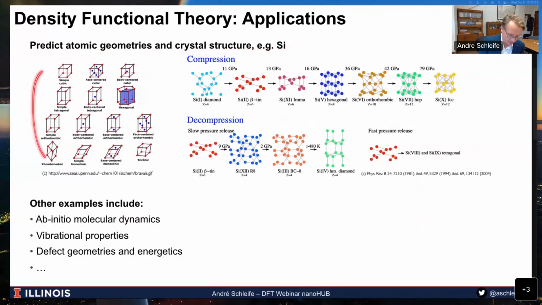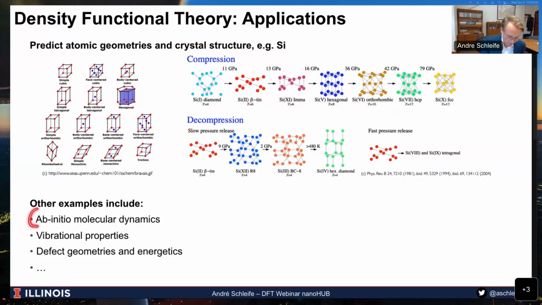For crystal structures, I put this picture of Bravais lattices as an illustration. You can simulate electronic properties for all sorts of different crystal structures of a material, and by looking at the total energy, you'll find which crystal structure the material wants to be in at equilibrium. One example, from this paper here, is the crystal structure of silicon as it changes if you compress the material or decompress the material. As you go along, these pressure values that are listed here, the structure the material wants to be in changes, and DFT predicts this very accurately. Oftentimes lattice parameters, for instance, are within a few percent of experiment if you predict them with DFT.